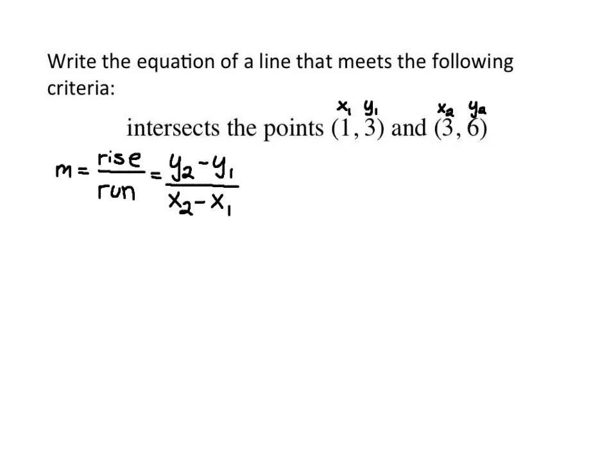So that looks to me like our y2 is 6 minus our y1, which is 3, over our x2, which is 3, minus our x1, which is 1. Or in other words, we're going to get a slope, or an m value, of 3 over 2. Now once we have our new m value, our new slope, all we have to do is just plug in again to our slope point form of an equation.